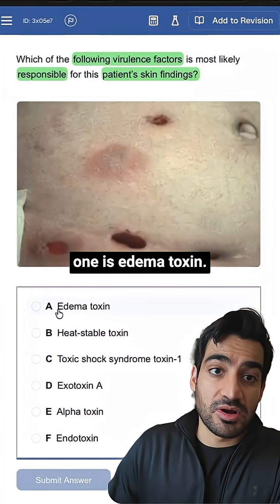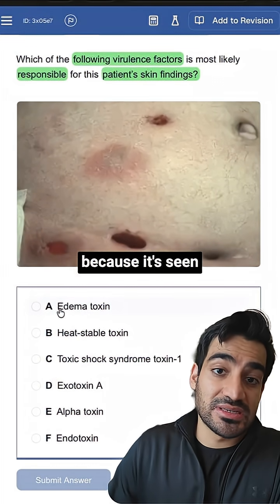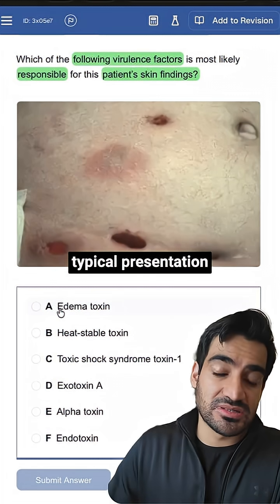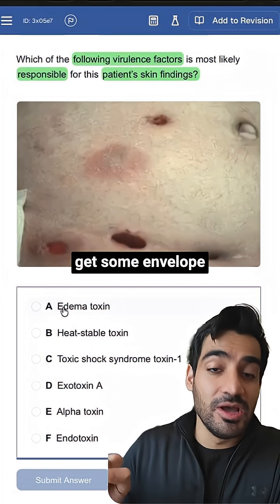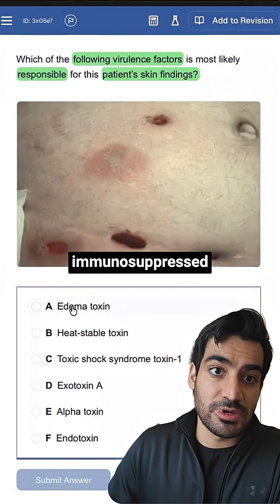So the first one is edema toxin. Edema toxin is likely not the answer because it's seen with Bacillus anthracis, and this is not the typical presentation of Bacillus anthracis. There you need to get some envelope or something. It's not typically present in immunosuppressed patients. So we're going to rule that out.